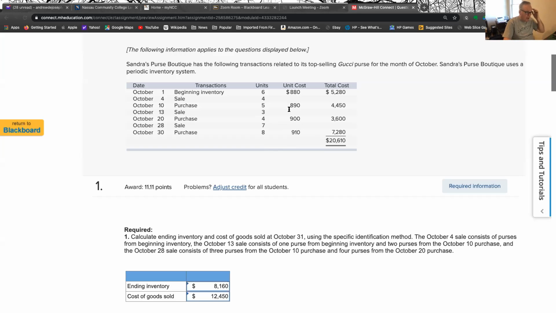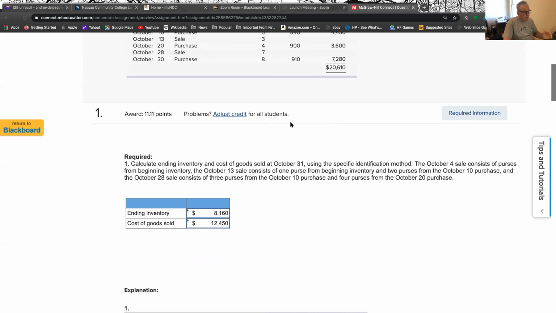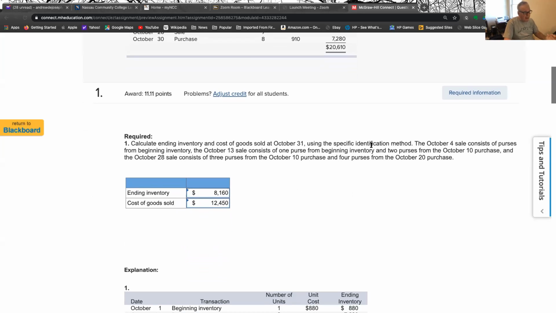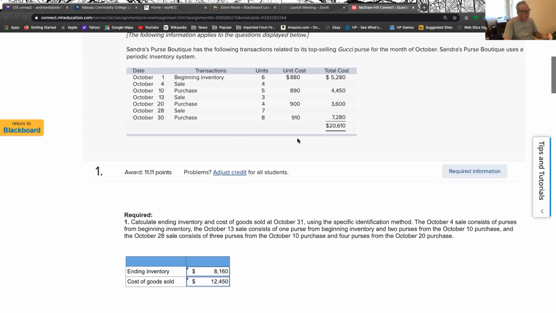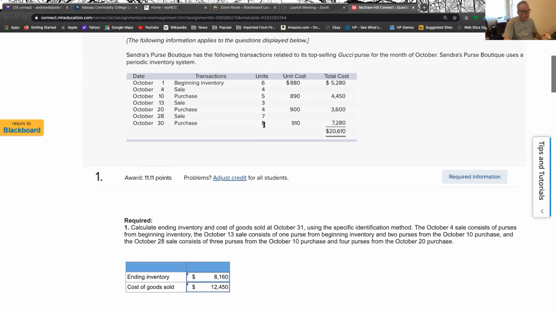We're going to have to make an assumption about which ones are left. Now, with specific identification, you're not really making an assumption. You can identify which ones you have left.